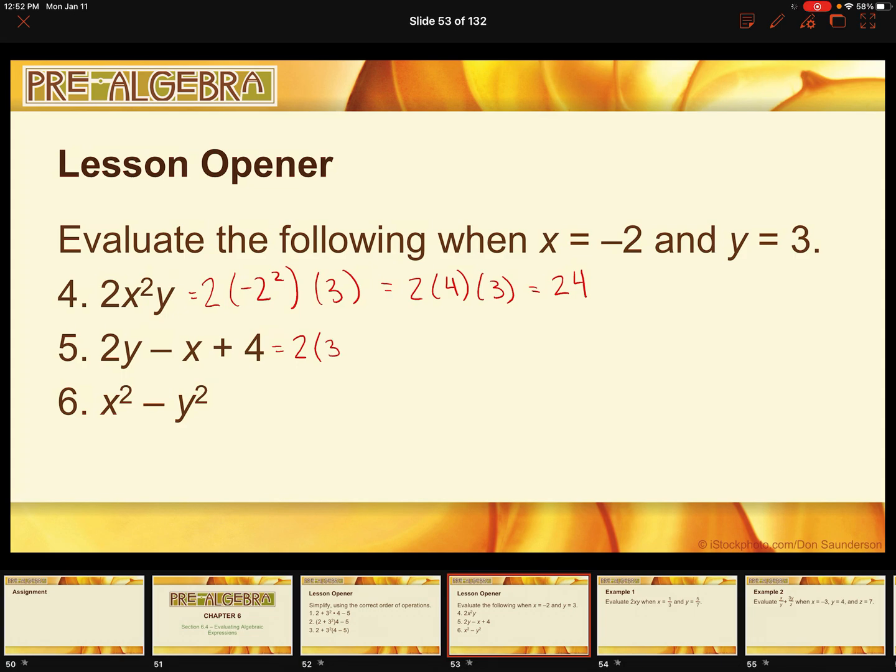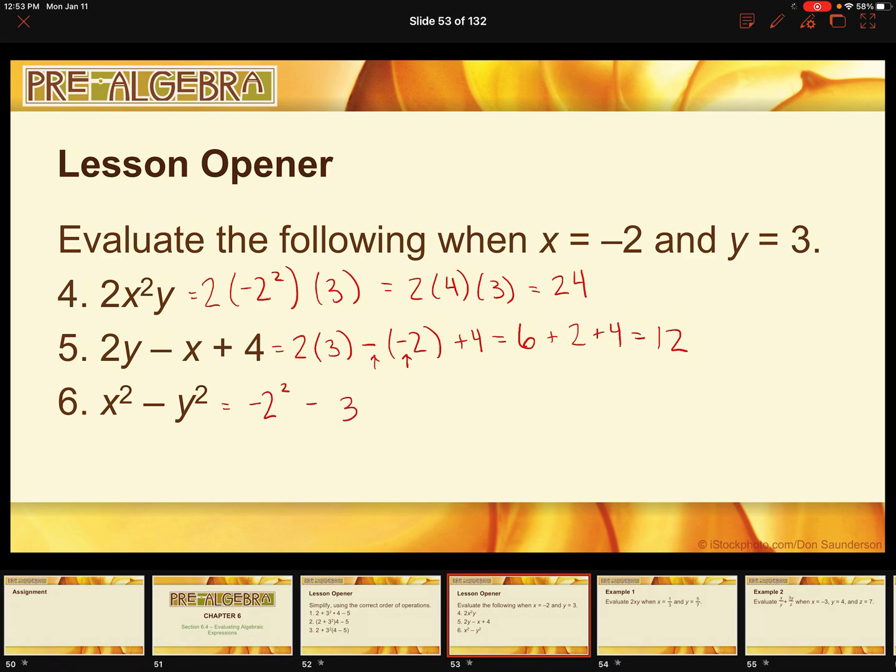I'm going to plug in my values. 2 times y would be 2 times 3, minus x, which is negative 2, plus 4. Order of operations, I'll have to do my multiplication first. 2 times 3 is 6. I'm going to rewrite this as addition. And now I can just add straight across. 6 plus 2 plus 4 is 12.